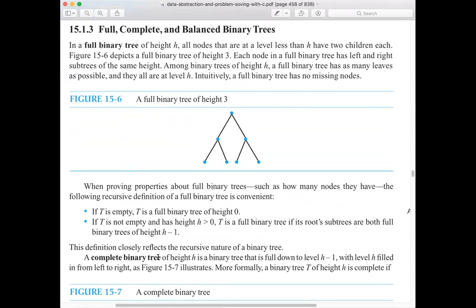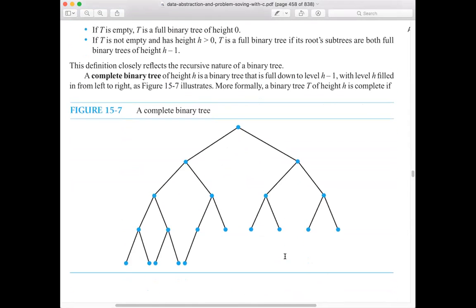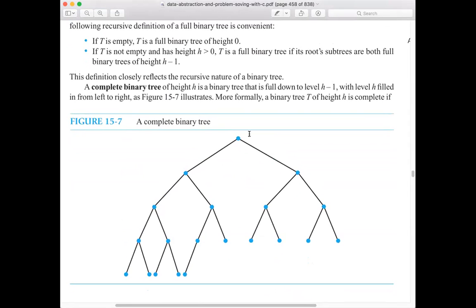The complete binary tree, the requirements are not quite as restrictive, okay? So here's a complete binary tree. It just means that all of the levels except for the bottom level are full, and the bottom level has been filled up from left to right, okay?